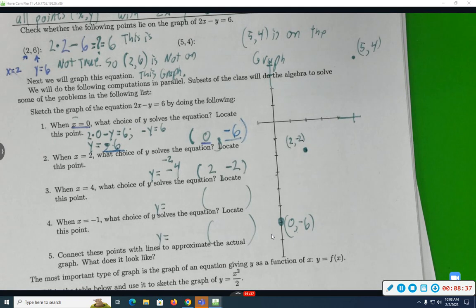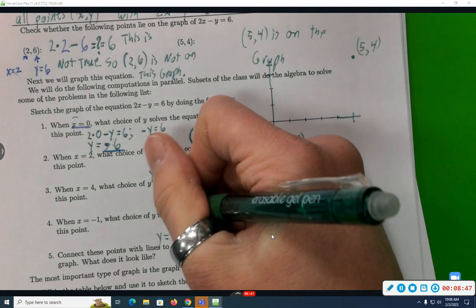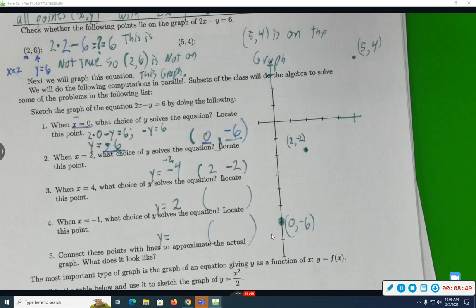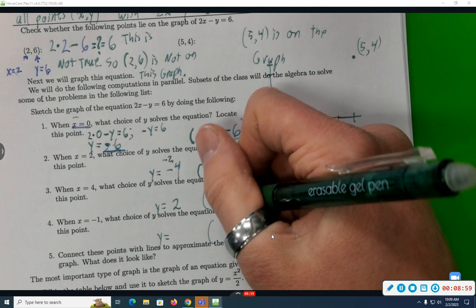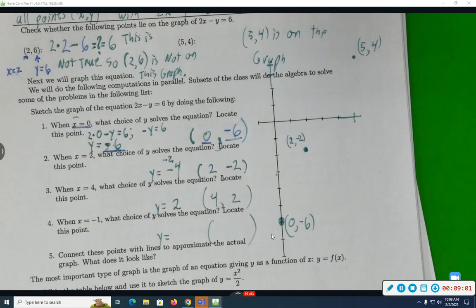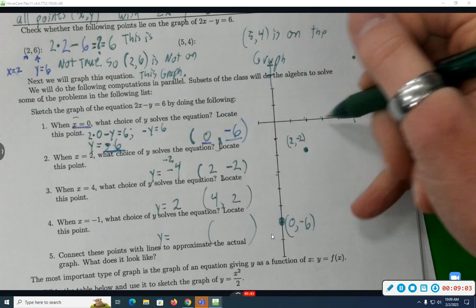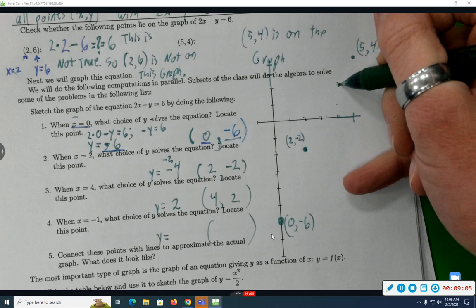When x equals 4, what do you get? Is that universally agreed by the people who did that one? Excellent. So that means 4, comma, 2 apparently should be on the graph. 1, 2, 3, 4, 1, 2.